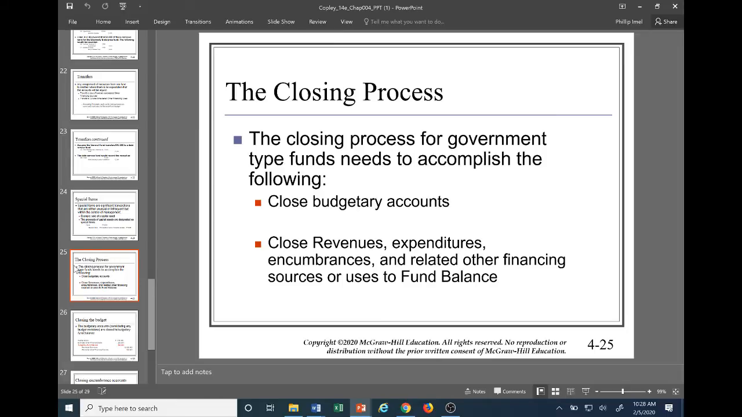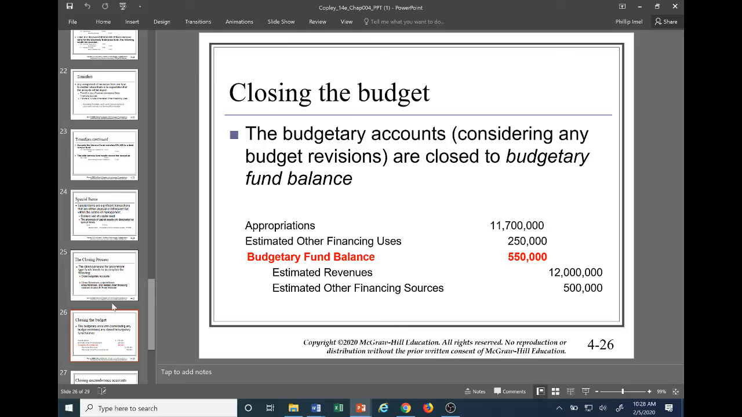Obviously, revenues, expenditures, encumbrances, and related financing sources and uses close to fund balance. The financing sources and uses, we just covered that. Those are budgetary accounts. And obviously, the operational ones. We're used to seeing revenues and expenses having to be closed because those are income statement accounts, right? So we need to close those and make them reflective on the balance sheet. So that's on that. So let's take an example here.